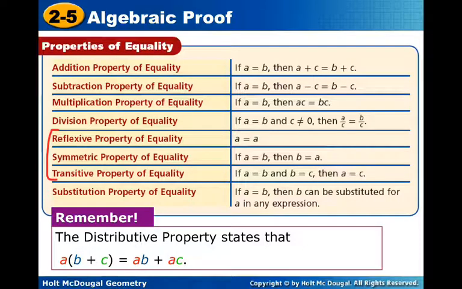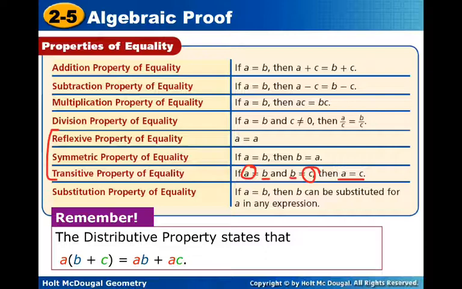The symmetric property just swaps. If you have A equals B, then B equals A. They just swap sides. The transitive is the kicker. That's the one that everybody seems to get mixed up on. But it's basically going from A through B to get to C. So if A is equal to B and B is equal to C, then A would be equal to C. So that's the transitive property.